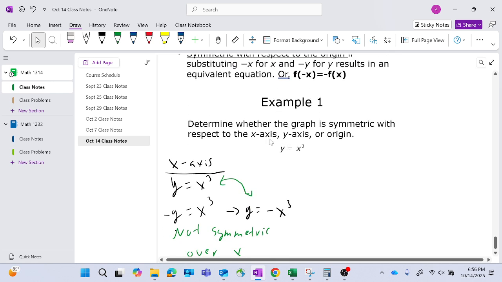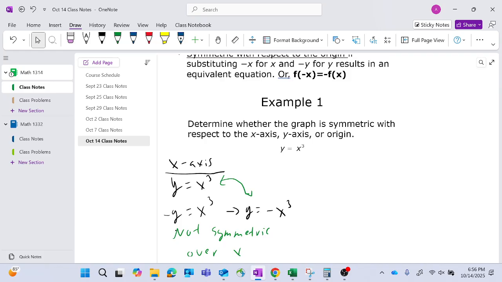So for the x-axis, what you do is replace the y with a negative y, and you see, does it give you the same exact function or not? If it does, great, it's symmetric over the x-axis. If not, it's not symmetric over the x-axis. Okay? Are you okay with that?